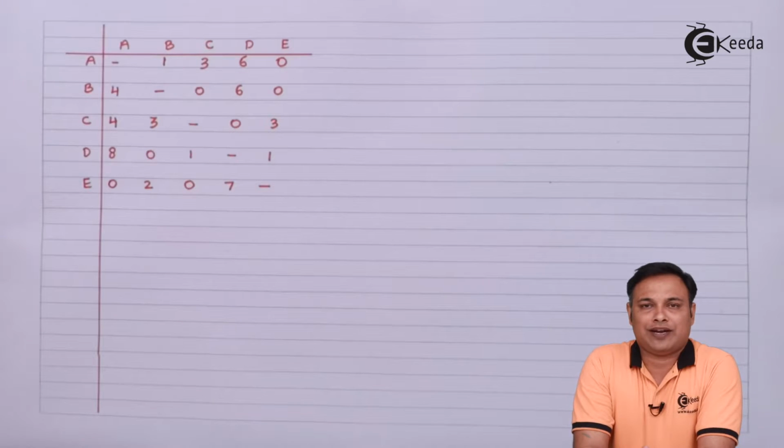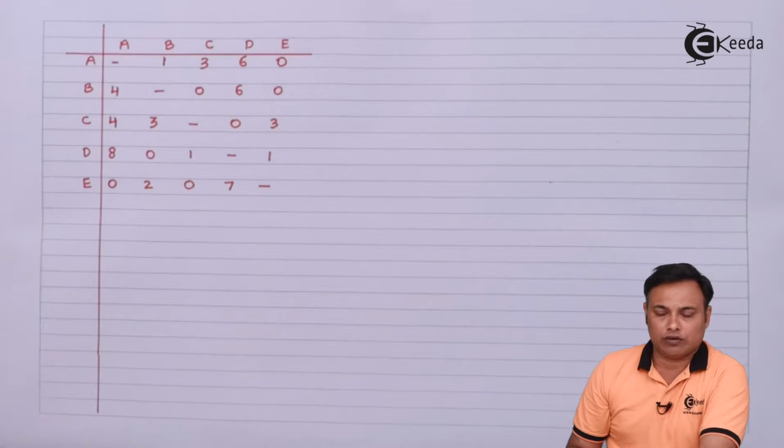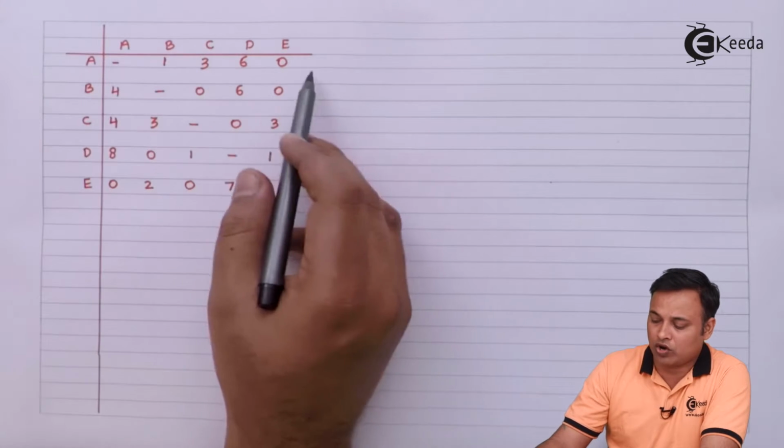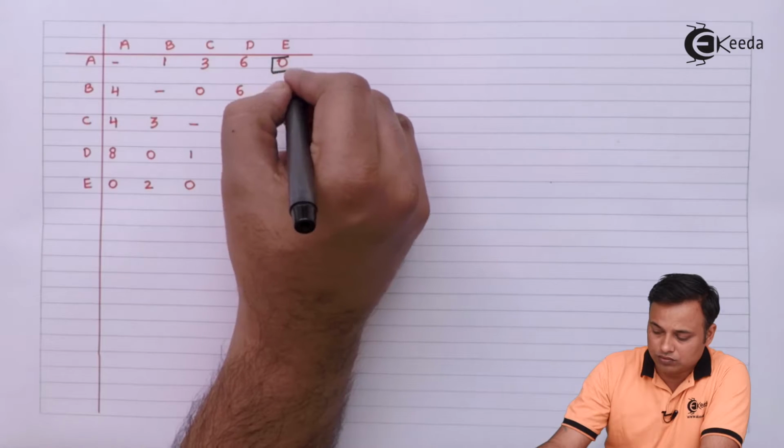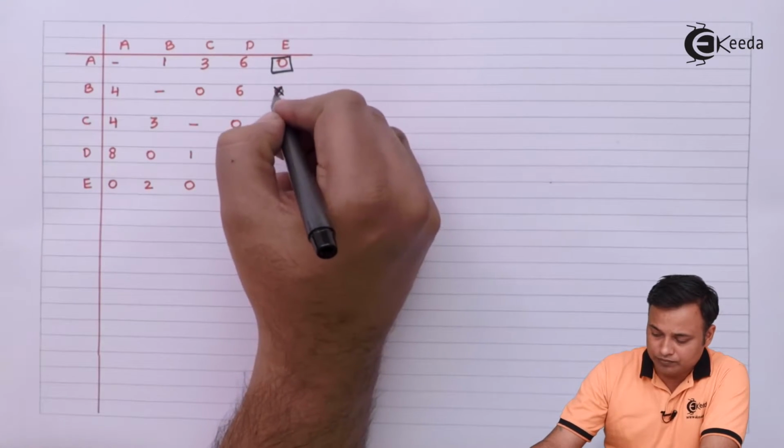So now comes the next part, that is allocation. I have just rewritten the whole table as it is. Now we'll go for the allocations. In the first row, I have got only 1 zero. So I'll cancel all the zeros in the corresponding column.